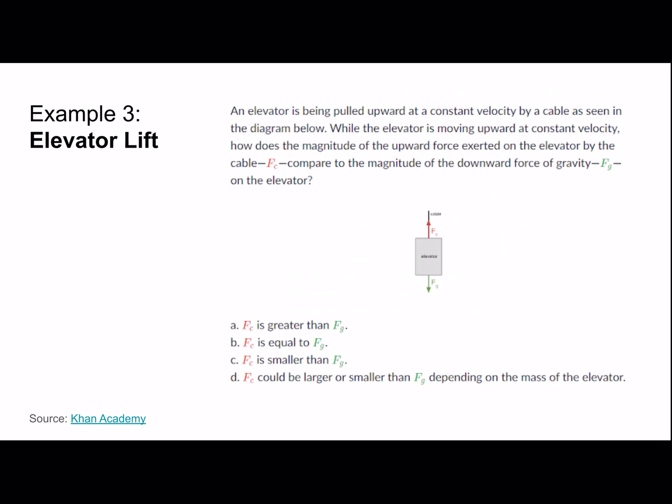All right, example 3, elevator lift. An elevator is being pulled upward at a constant velocity by a cable as seen in the diagram below. While the elevator is moving upward at constant velocity, how does the magnitude of the upward force exerted on the elevator by the cable compare to the magnitude of the downward force of gravity on the elevator? All right, so how are these forces, these 2 up and down arrows, compared?